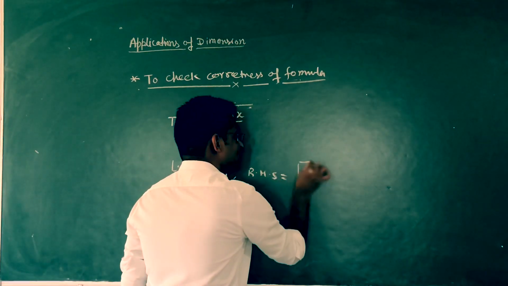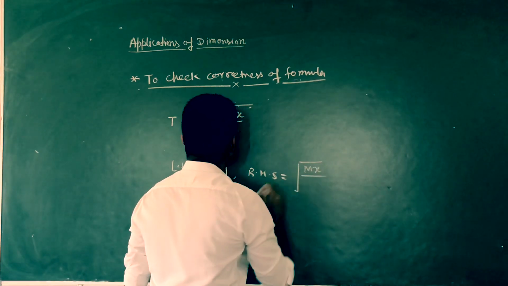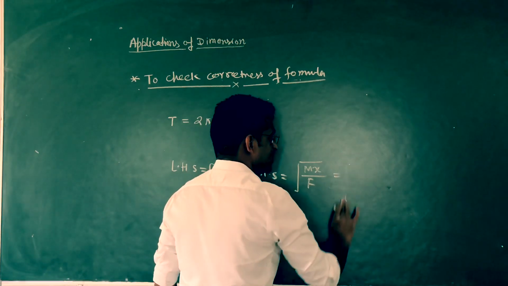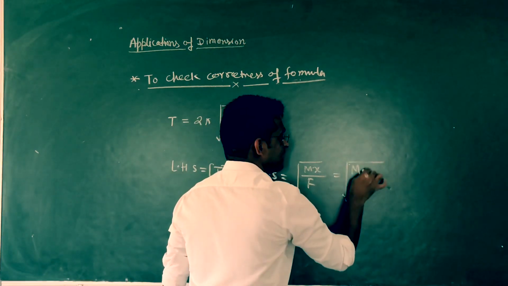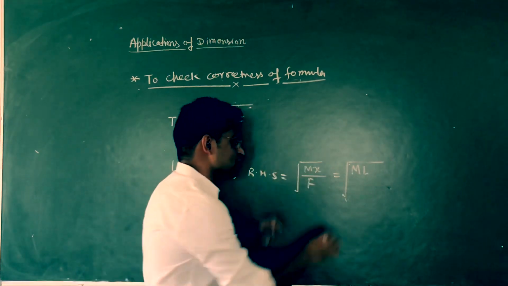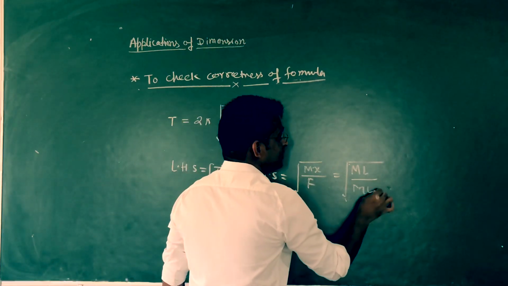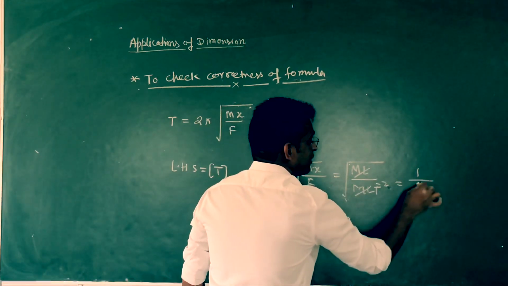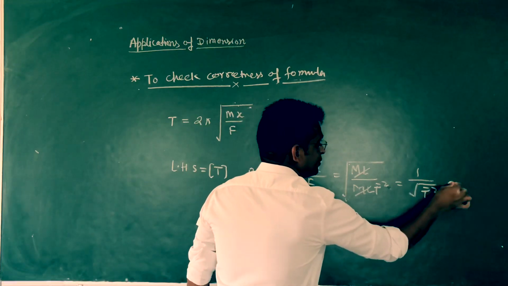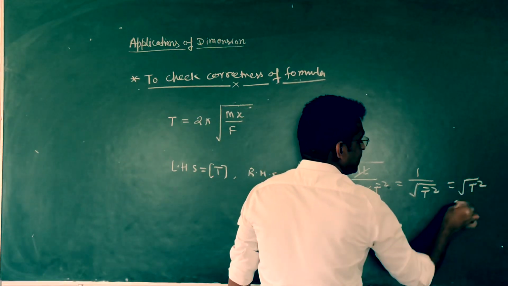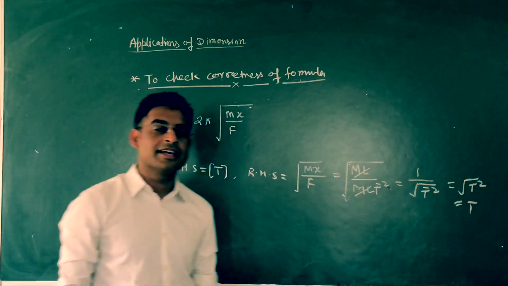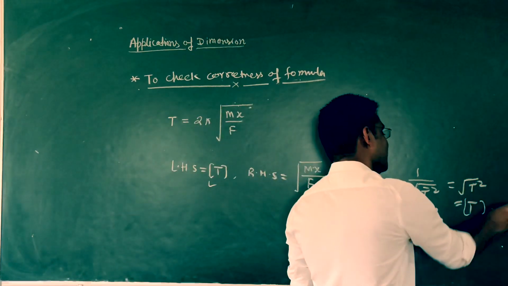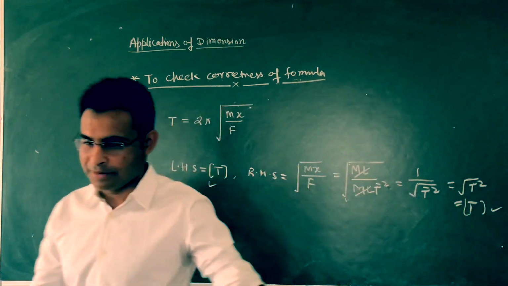So I need to consider only this one, mx divided by f. The dimension of m is M only, and the dimension of x is L, because x is a length. The dimension of f you already know, that is MLT^-2. Now this M and L get cancelled. So what I'll get is 1 divided by root of T^-2. Now this will be T square, that will be equal to T. It means the left hand side dimension is equal to the right hand side dimension. Both are equal, it means this formula is also right.